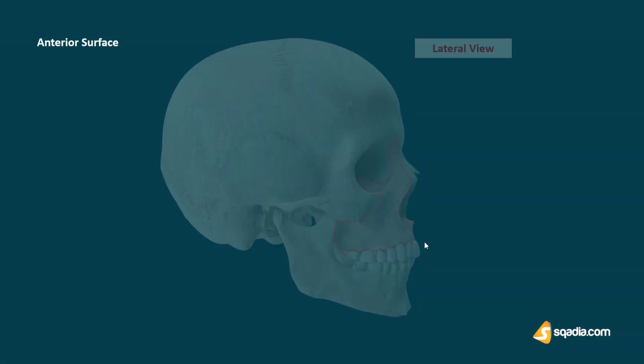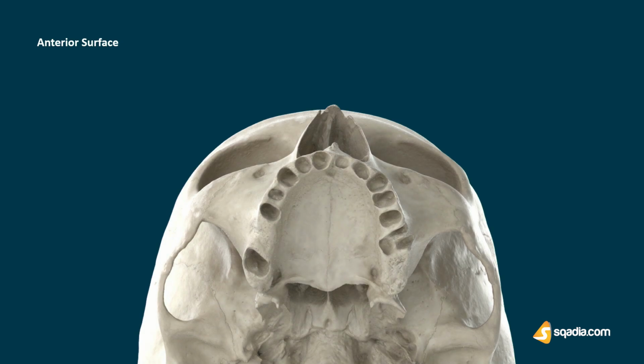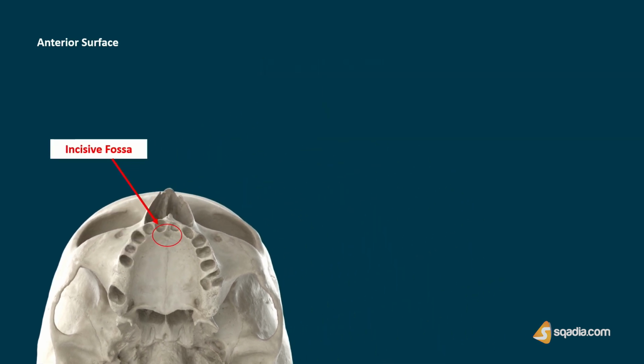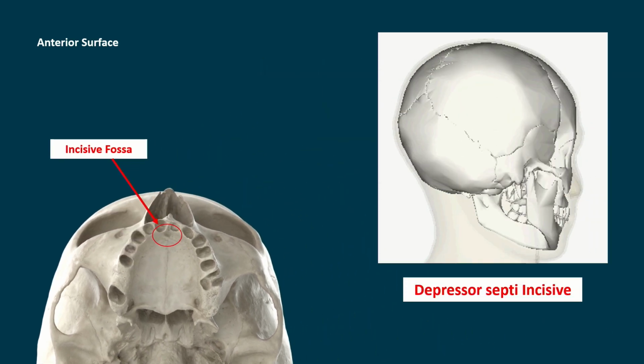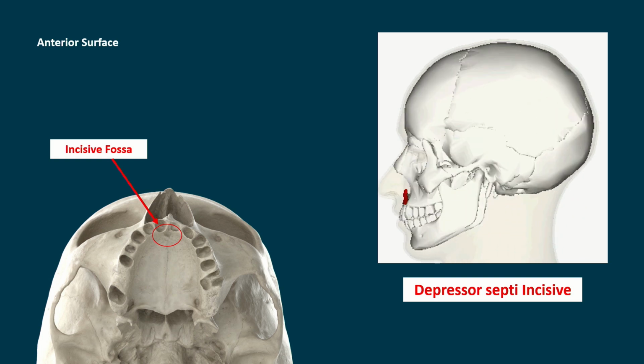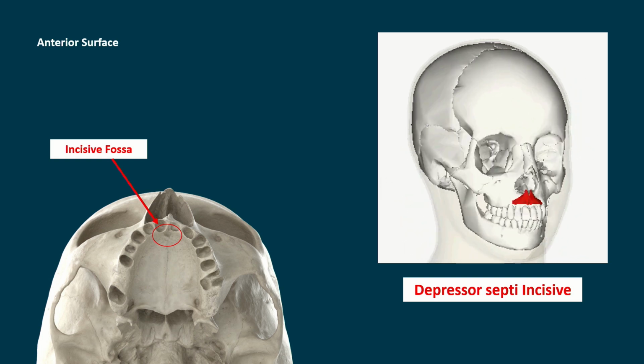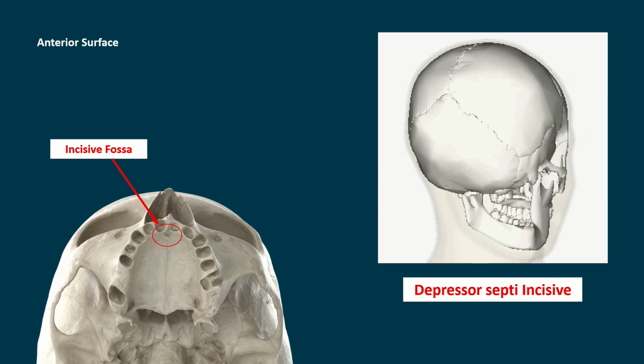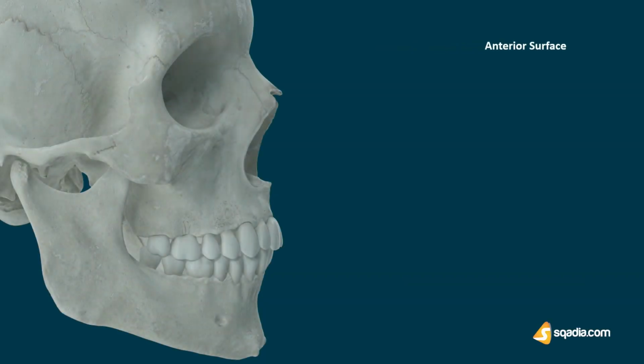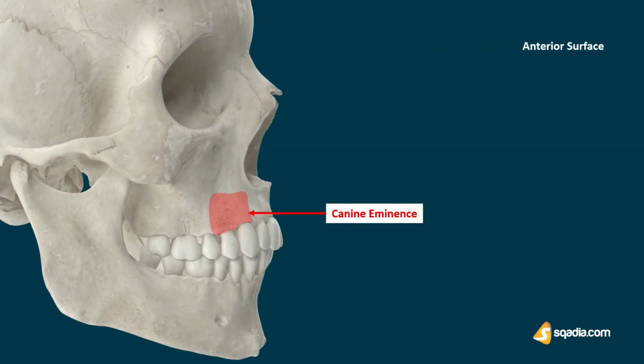Above the incisor teeth, there is a slight depression, the incisive fossa, which gives origin to depressor septi, and nasalis arises from the alveolar margin below the fossa along the nasal notch. Lateral to the canine eminence, there is a larger, deeper depression, the canine fossa, which gives origin to levator anguli oris.